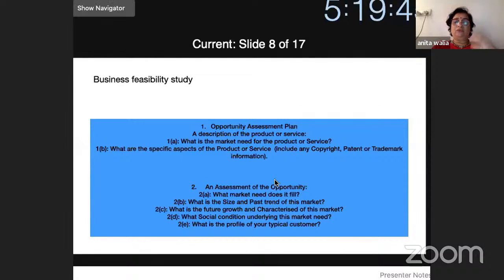If it is a very new product or service, can it be copyrighted if it is intellectual property? Can you patent it if it is a new process or a new product? Or can you have a trademark on that? The second is the assessment.